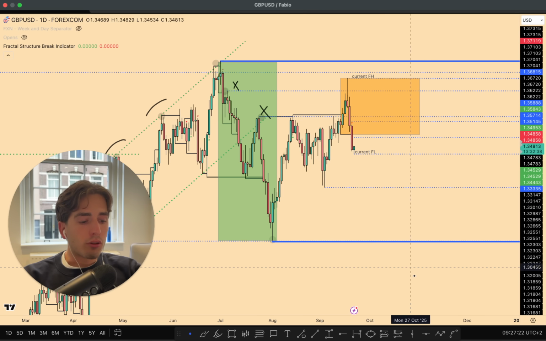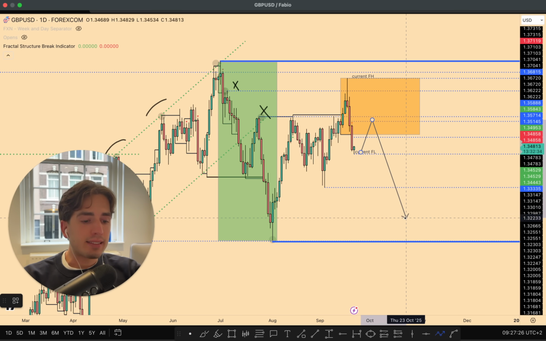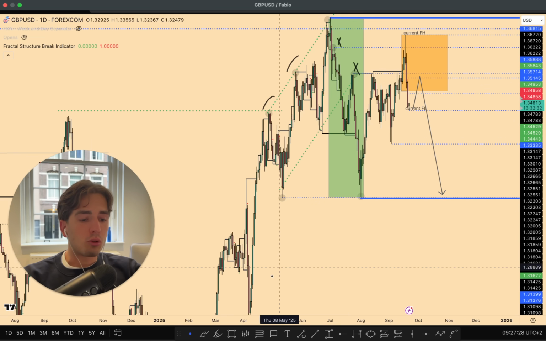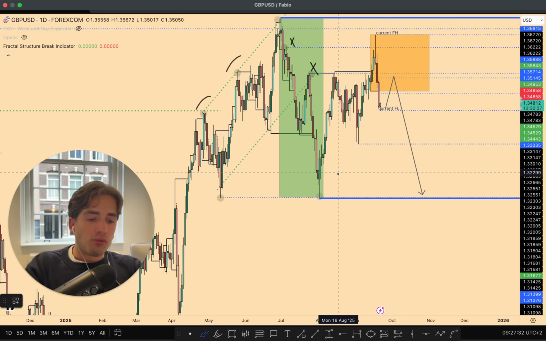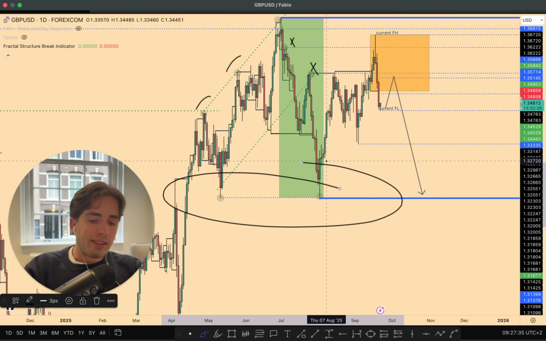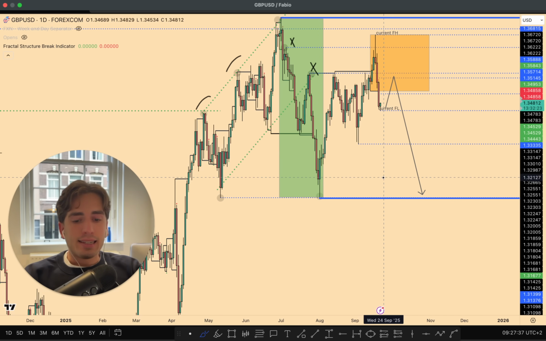So what I'm looking for here on GBPUSD, excuse me, is a retest and then the overall continuation towards the downside, because in addition to the fact that the daily swing is bearish and the daily fractal is bearish, we also have equal lows here that we could potentially target as liquidity.